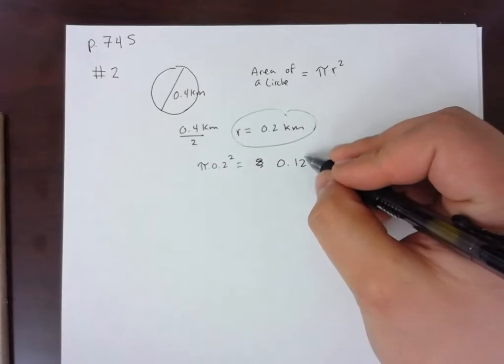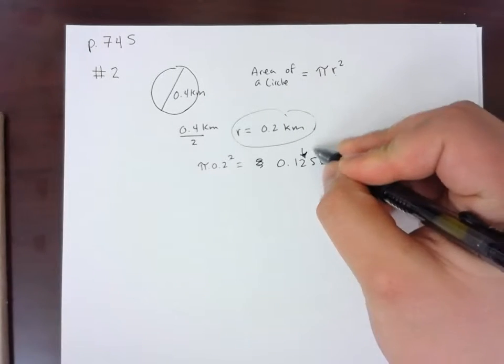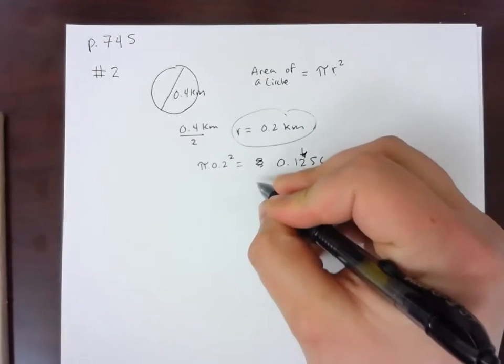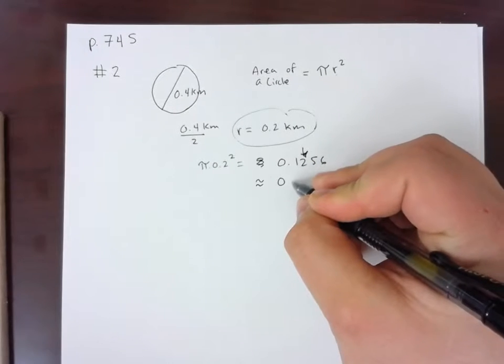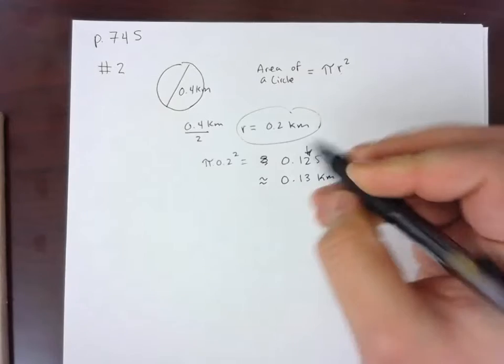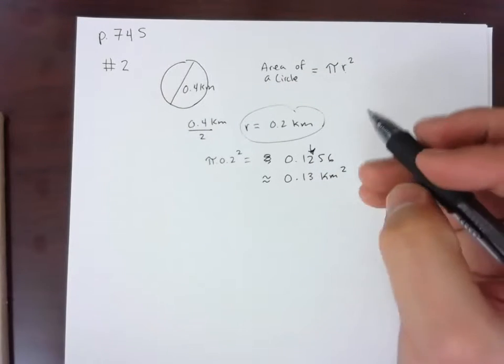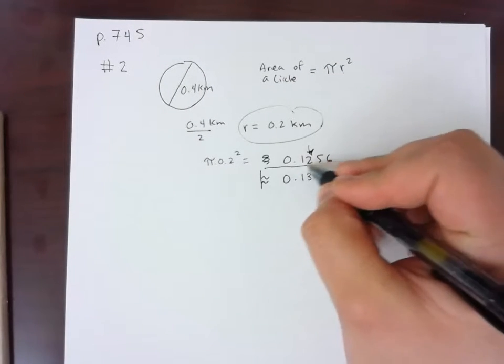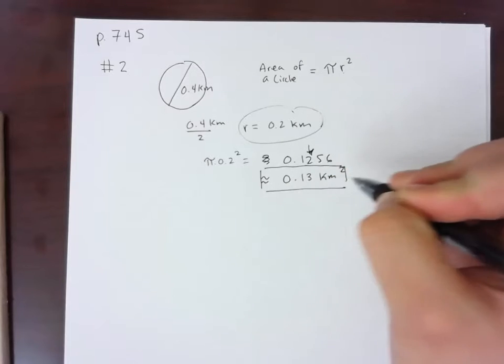So our 10th place is right here, so we're going to round up. So we're going to be approximately 0.13 kilometers squared. Remember, we're dealing with area, so we got to use our squared symbol. So that's going to be the answer for number 2.